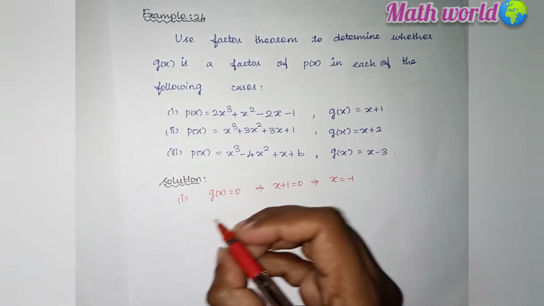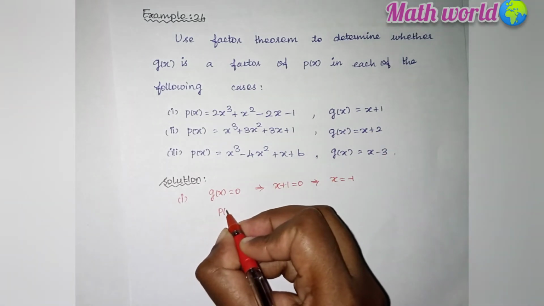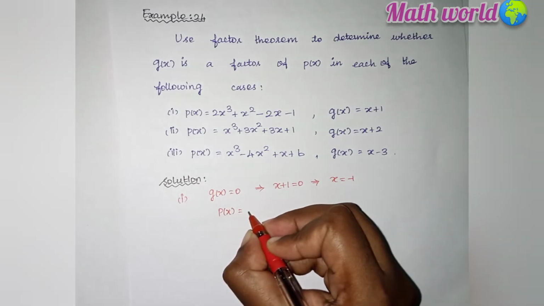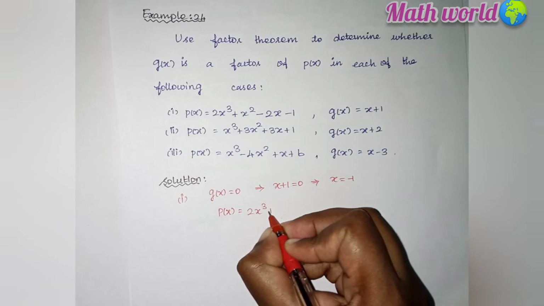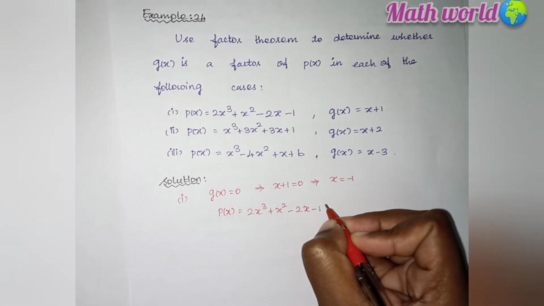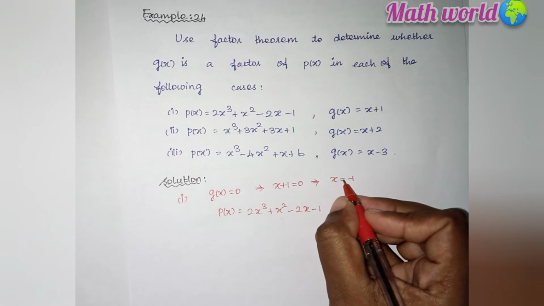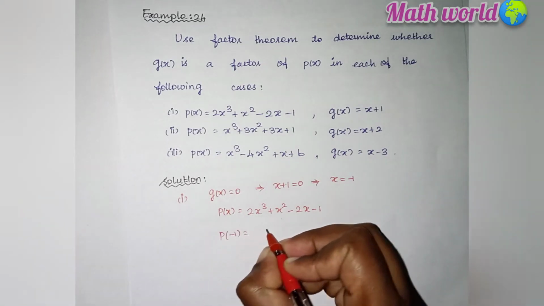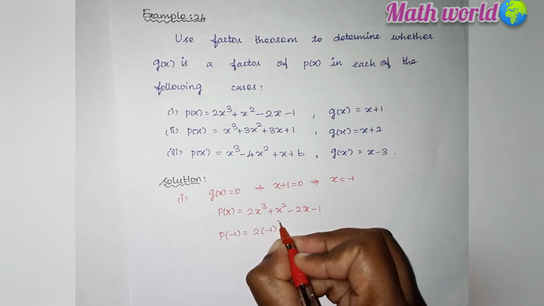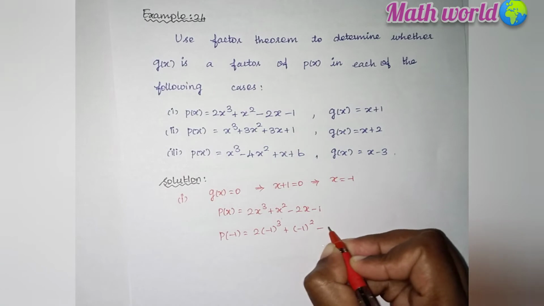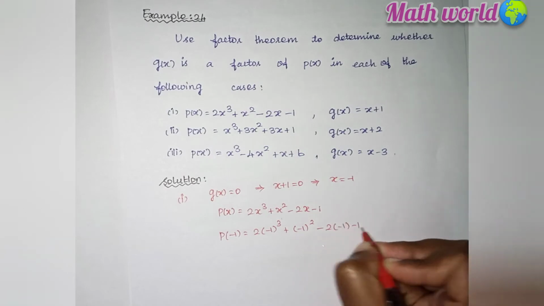So let me substitute in p of x. Let p of x equal 2x cube plus x square minus 2x minus 1. In this case, I can substitute that value of x as minus 1. So p of minus 1 is equal to 2 into minus 1 the whole cube plus minus 1 the whole square minus 2 into minus 1 minus 1.